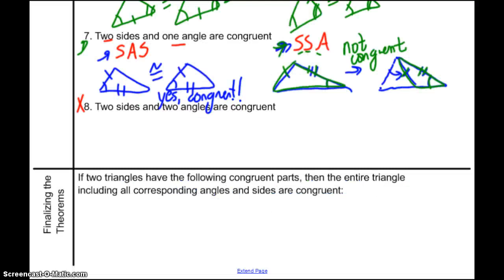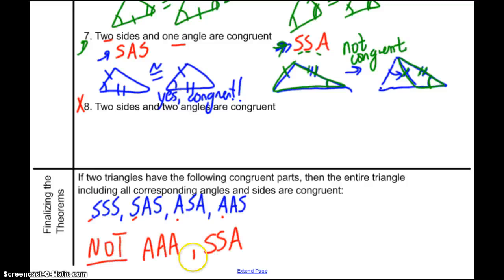Let's sum it up and come to a conclusion at the end. If two triangles have the following congruent parts, then the entire triangle, including all corresponding angles and sides, is congruent. So which ones worked for us? Which conditions gave us congruent, rigid triangles? It turns out that side side side, side angle side, angle side angle, and angle angle side all work to give us congruent triangles. On the other hand, angle angle angle and side side angle definitely do not give us congruence.